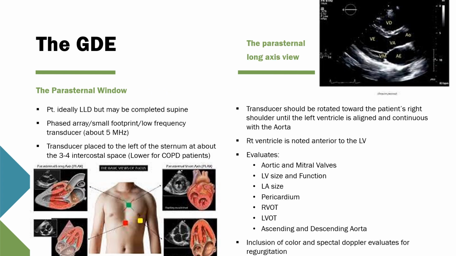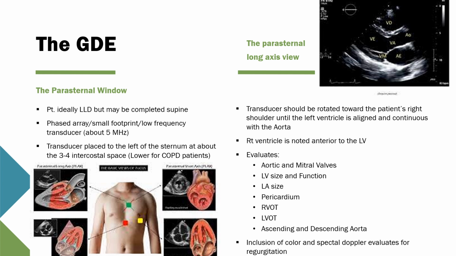So here we're going to start out by looking at that goal-directed echo. So the goal-directed echo, you're typically going to have your patient in a left lateral decubitus position if possible. That's going to put their heart in easier access so that you can scan just to the left of their sternum at about the 3rd or 4th intercostal space. Now, if your patient has COPD or other pathologies in which their thoracic region is going to be lengthened, then you might have to move down to maybe the 4th or 5th intercostal space.